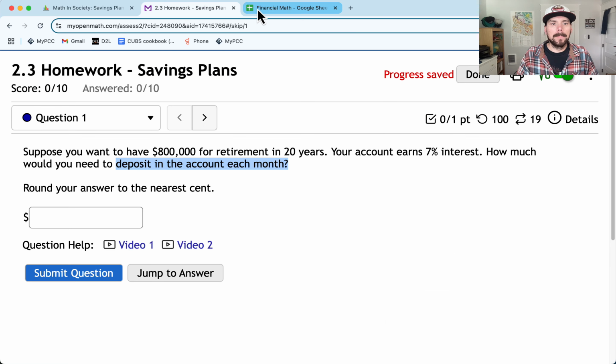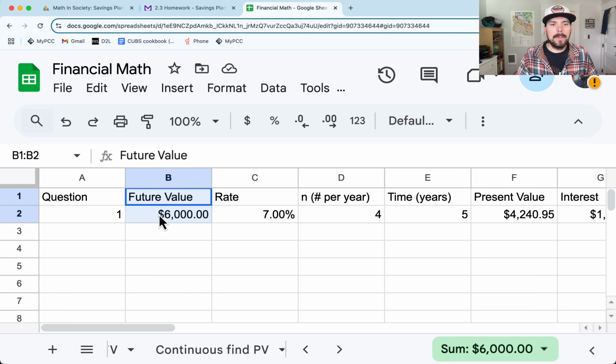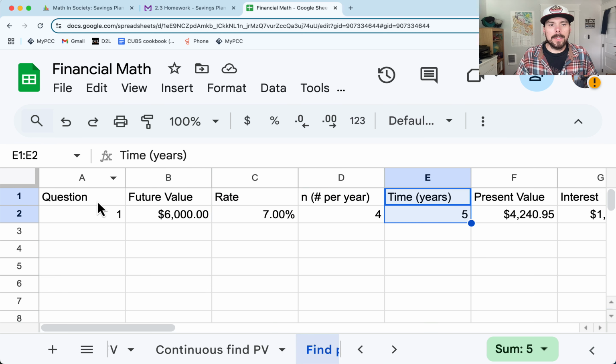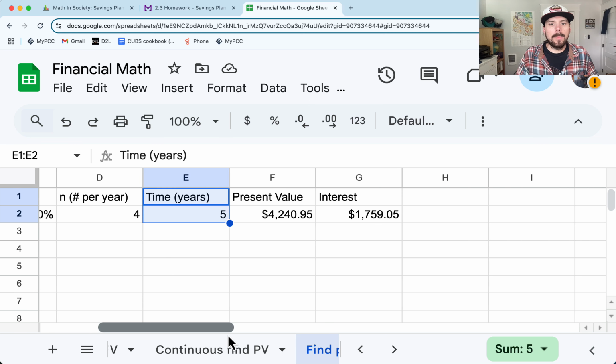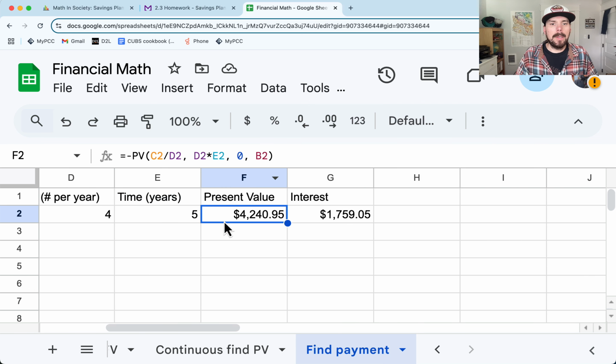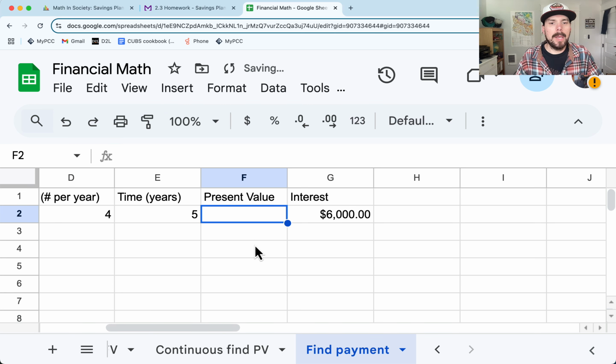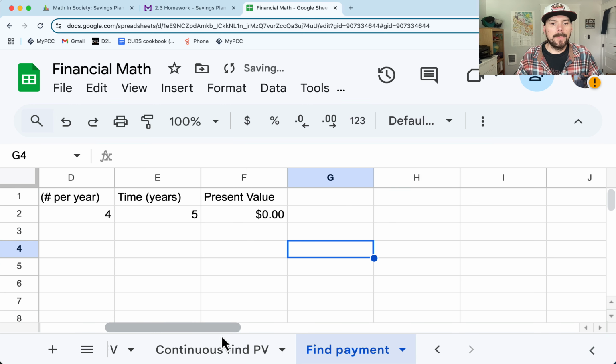This is problem number 1 in section 2.3 for my homework. We have a future value, so that one's great. We've got a rate, an N per year, and the years. All of those are actually just what we want. Now, when we're saving up with a loan, we will start with typically a present value of 0. You could use this as an input if you started with maybe an initial investment and then you made payments after that. So I'll just create an input and I'll use 0 for my first problem.